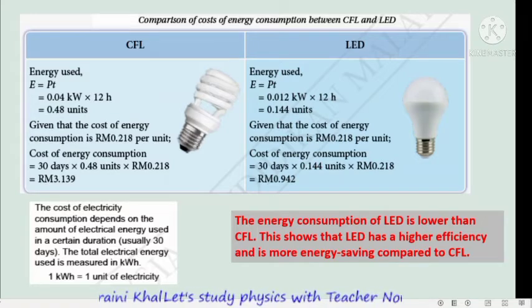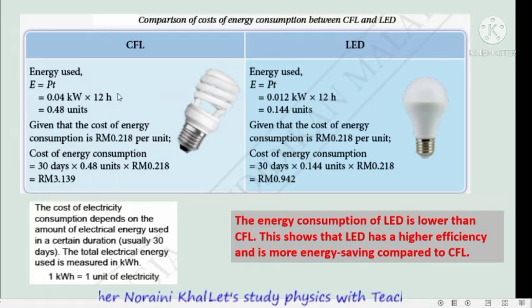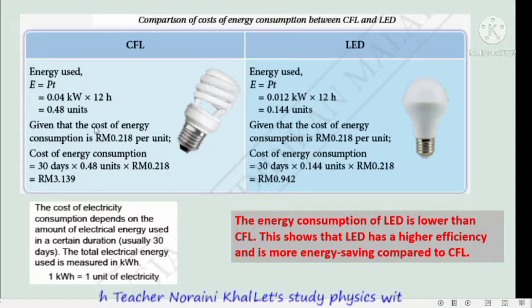So for this CFL, P equals 40 watt, you need to convert to kilowatt, meaning 40 divided by 1000. The time taken or time of usage must be in hour. That's why we get the unit kilowatt hour. If time is given in minutes, you need to convert to hours. Or if time is given in days, you also need to convert to hours. So for this CFL, we get 0.48 units or 0.48 kilowatt hour. Given that the cost of energy consumption is 0.218 per unit, this is the electrical tariff.